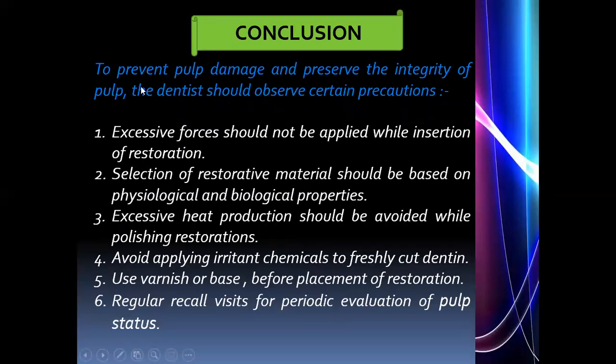So conclusion, to prevent the pulp damage and to preserve the integrity of the pulp, the dentist should observe certain precautions. So first, excessive forces should not be applied while insertion of the restoration. Selection of a restorative material should be based on the physiological and biological property. Excessive heat production should be avoided by polishing restoration. Avoid applying irritant chemicals to freshly cut dentin. Use varnish or base before placement of restoration, and regular recall visits for periodic evaluation of pulp status.